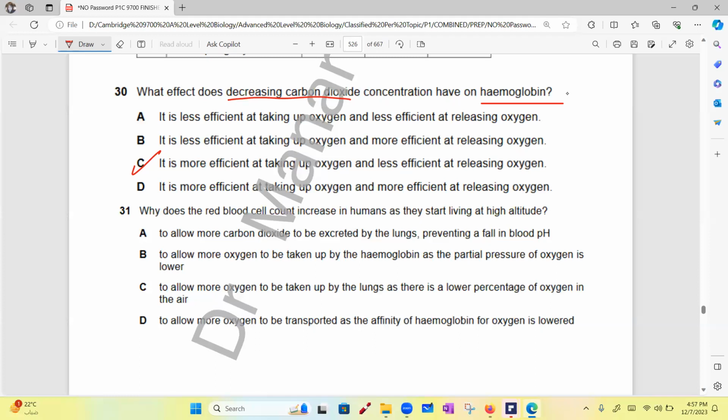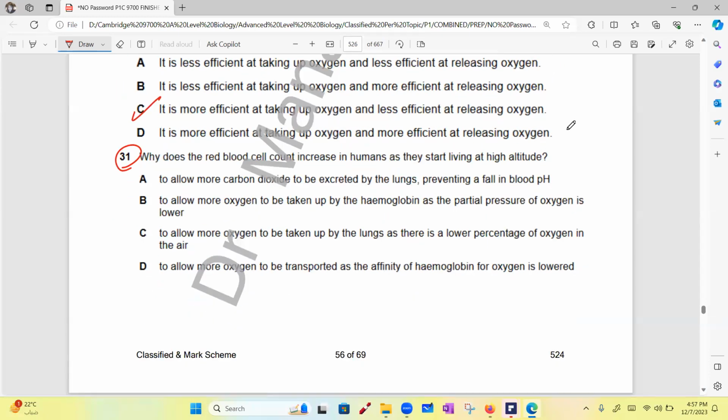Why does the red blood cell count increase in humans as they start living at high altitude? Mariam, give me an answer. To allow more CO2 to be excreted by the lungs, is A correct? No way. B, to allow more oxygen to be taken up by hemoglobin. Yes, we'll have more red blood cells, more hemoglobin, more oxygen as the partial pressure. It looks right to me.